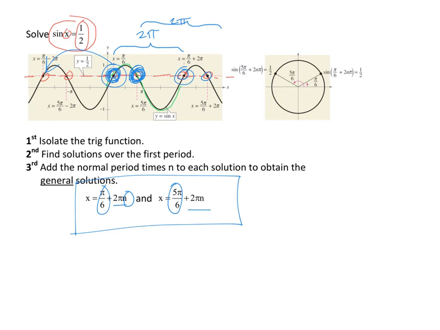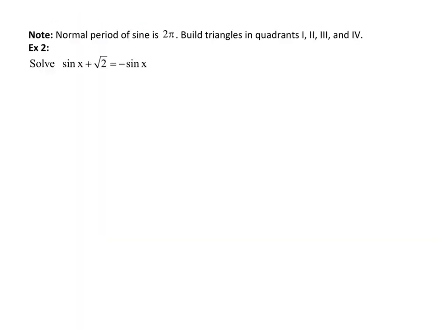Now let's do some examples and see how this all works out. Just a reminder, normal period for sine once again is 2 pi, and for sine you could build triangles in all 4 quadrants. Because there are no asymptotes, some people may be asking, well, why do the quadrants matter? For tangent, you have asymptotes, so that affects the quadrants that you could build the triangles in. We'll get to that example though.